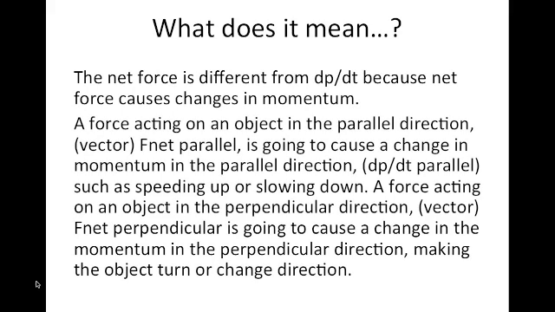In reference to the what does it mean question, the net force is different from dp over dt because net force causes changes in momentum. A force acting on an object in the parallel direction, F net parallel, is going to cause a change in momentum in the parallel direction, dp over dt parallel, such as speeding up or slowing down. A force acting on an object in the perpendicular direction, F net perpendicular, is going to cause a change in the momentum in the perpendicular direction, making the object turn or change direction.